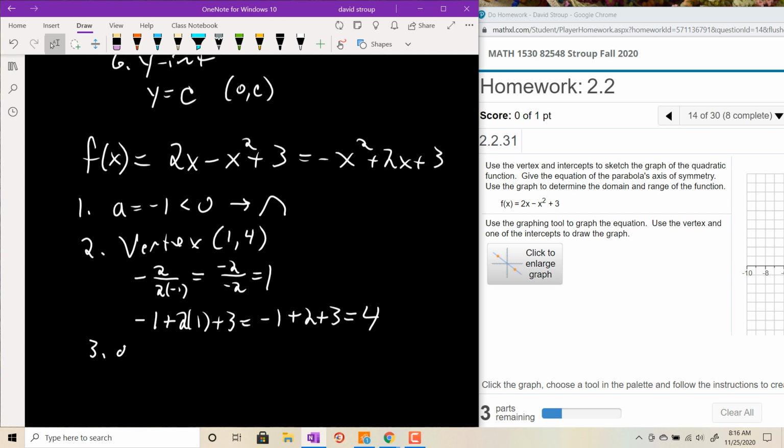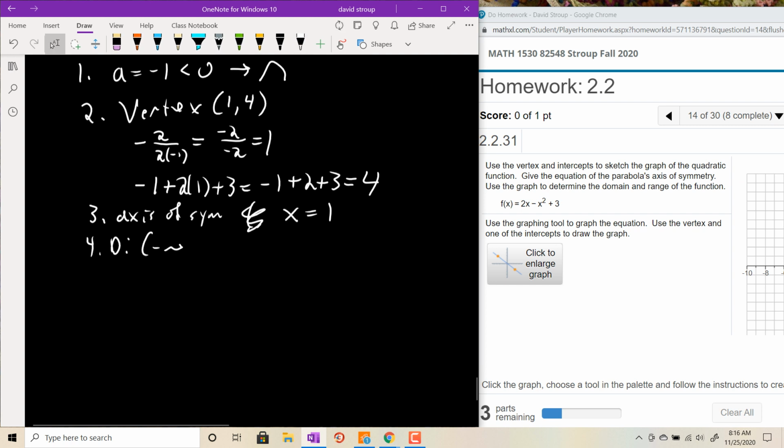The axis of symmetry then is going to be x equals 1, and then the domain, of course, is negative infinity to infinity, and then the range, because of the concavity, is going to go from negative infinity to the y-coordinate of the vertex, and you include that.